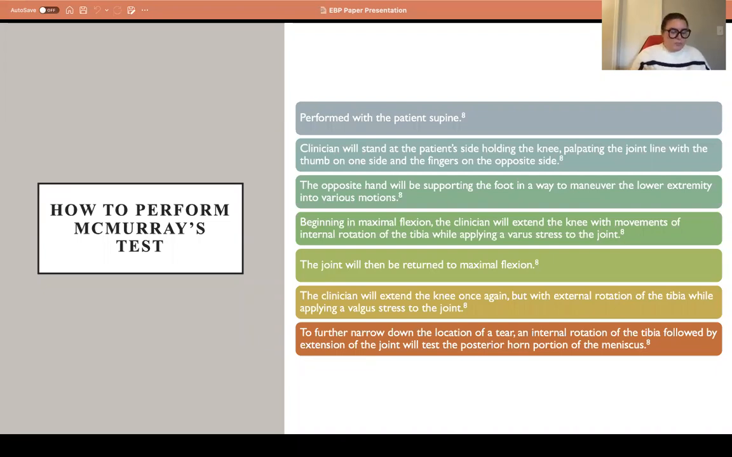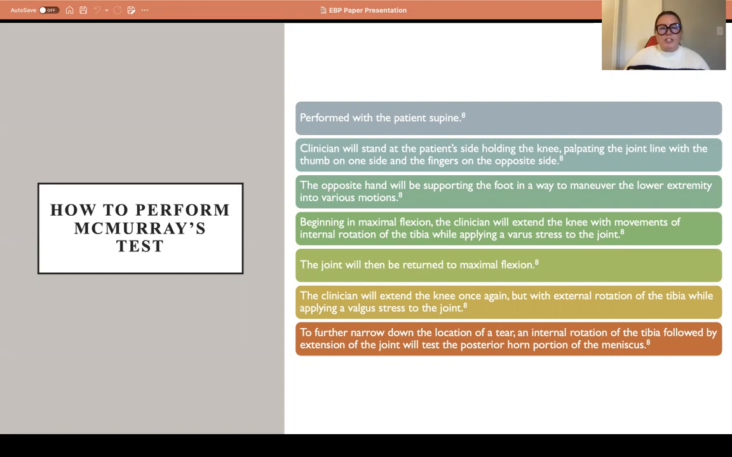Next, we have a McMurray's test. So once again, I'll read through it. I'm sorry it's so much on one slide. The McMurray's test is performed with the patient supine, so lying on their back. The clinician is at the patient's side, holding the knee, palpating the joint line with the thumb on one side and the fingers on the opposite side. The opposite hand supports the foot so that it can maneuver the lower extremity in various motions.